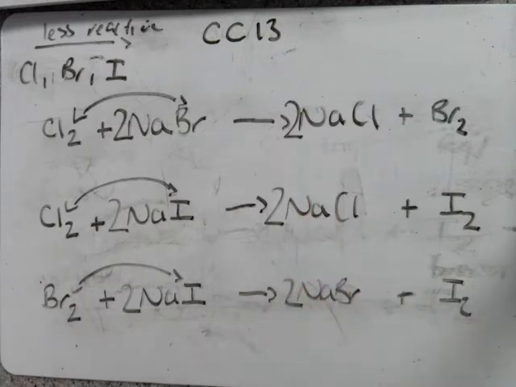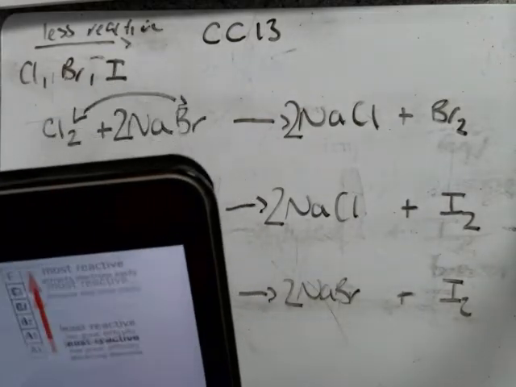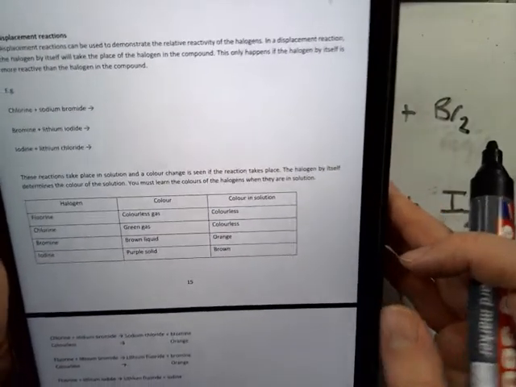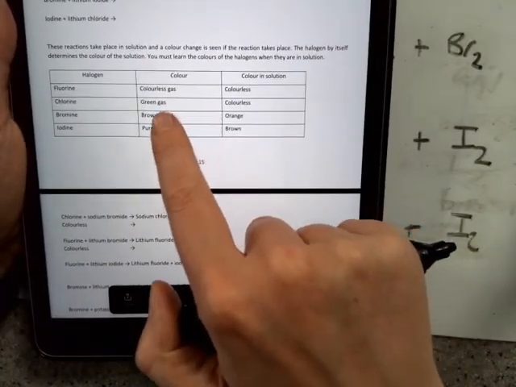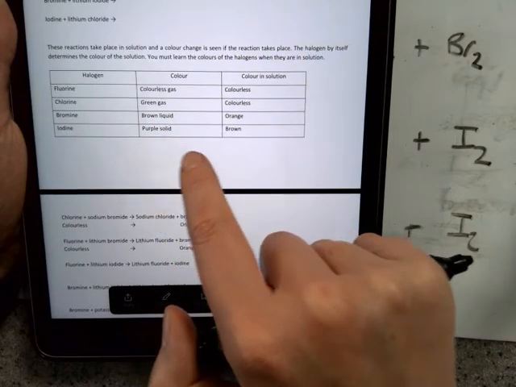But in order to get the full 6 marks, you need to describe how you know that these reactions are taking place. And for each one, you're going to have a color change. Now, if I scroll back up here, we've already looked at the colors of chlorine, bromine, and iodine: green, brown, and purple.